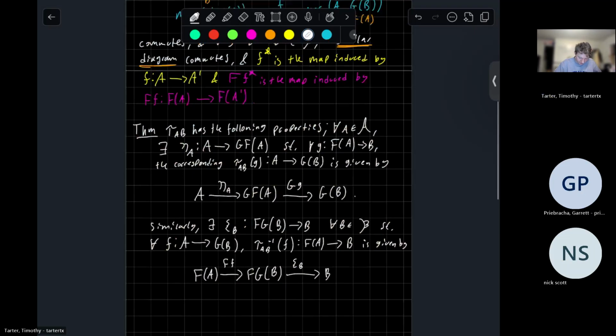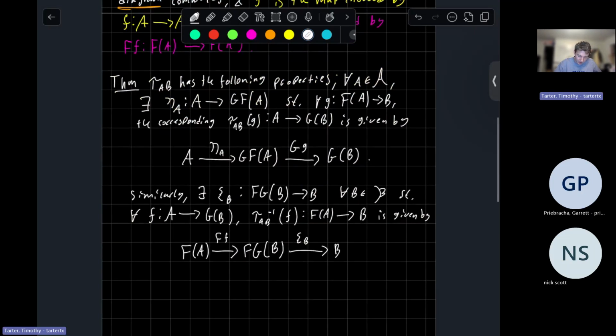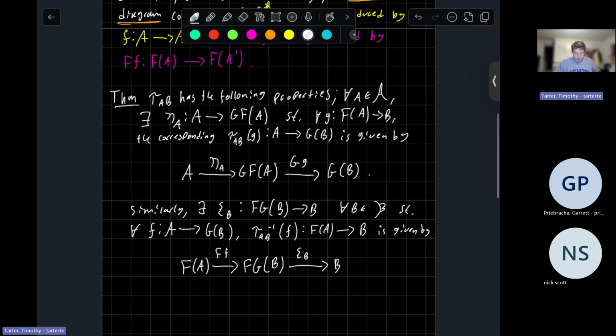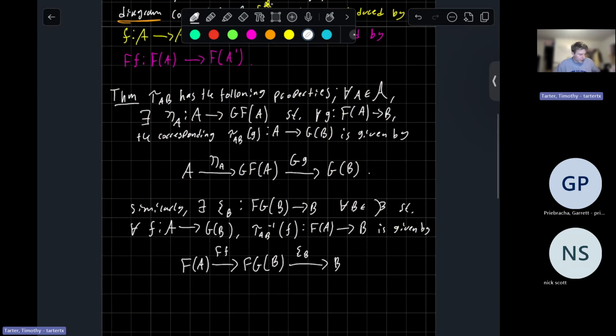Anyways, then in terms of this theorem, the natural bijection has the property that we can build it out of compositions of things, and that just is by construction.